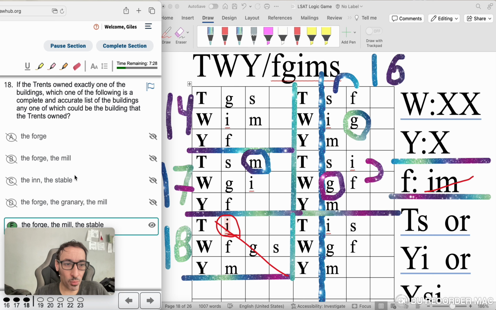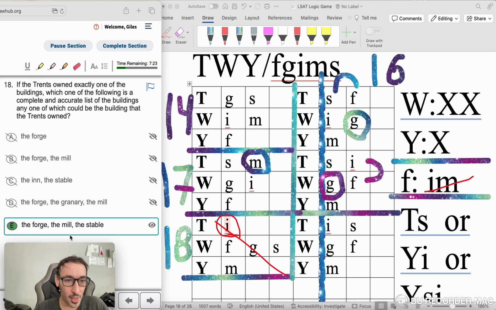And the process of elimination brought you to the answer: the F, the M, the S.